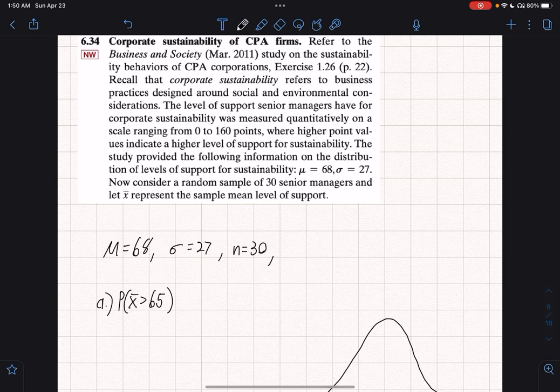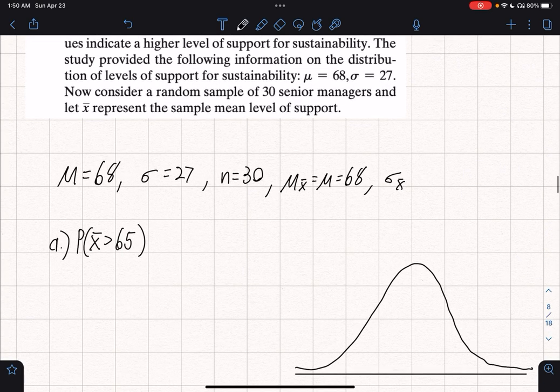Okay, so as before, I'm going to start by finding mu x bar, which is just mu, which is going to be 68. And then I need to find sigma x bar, which is equal to sigma over square root n. So that would be 27 over square root of 30. So that comes out to 4.93.